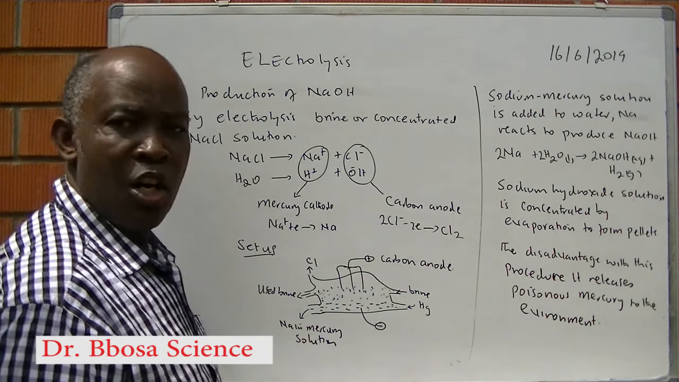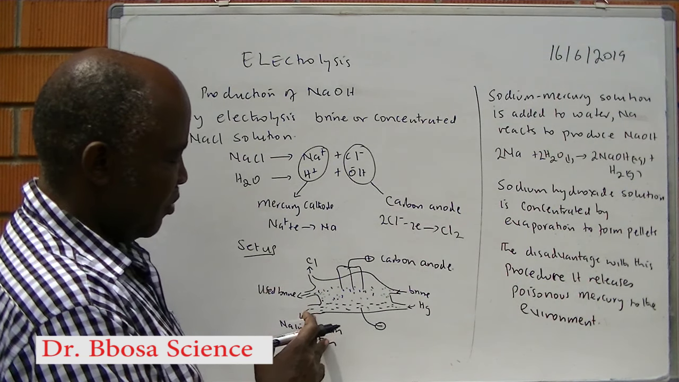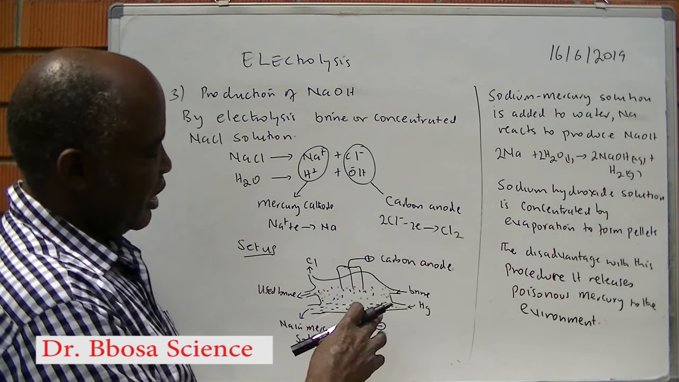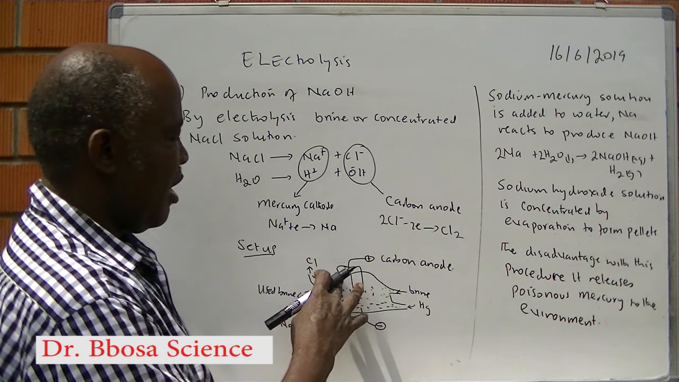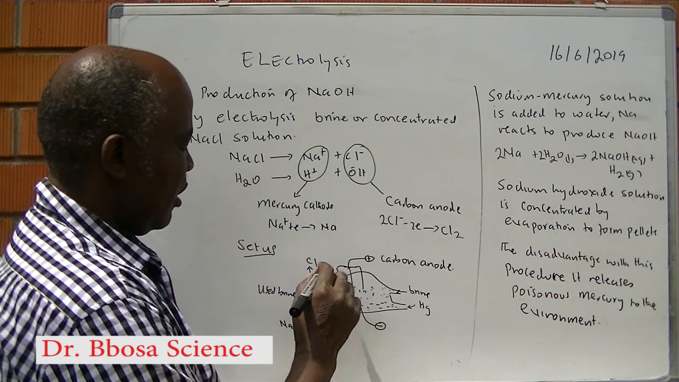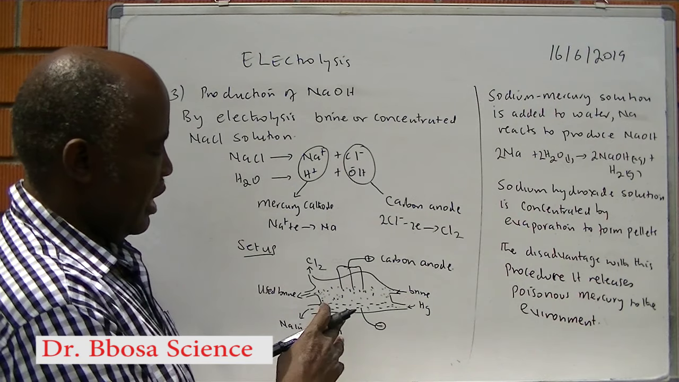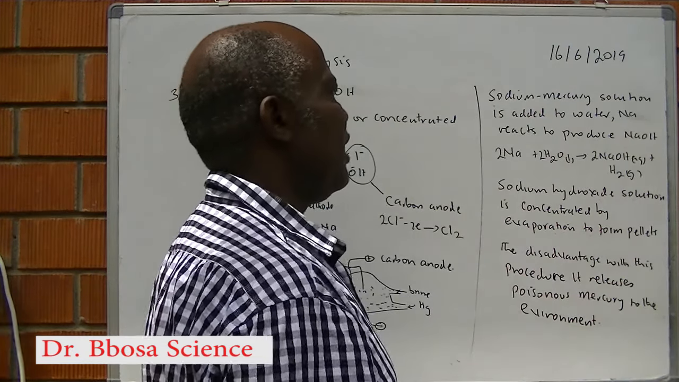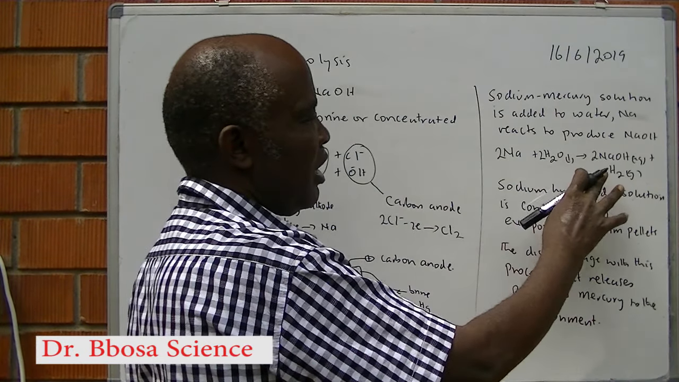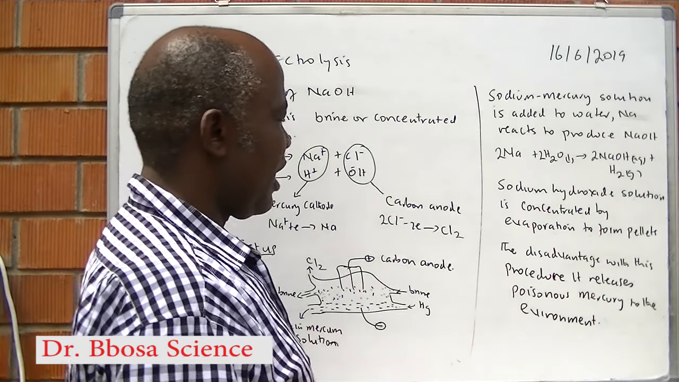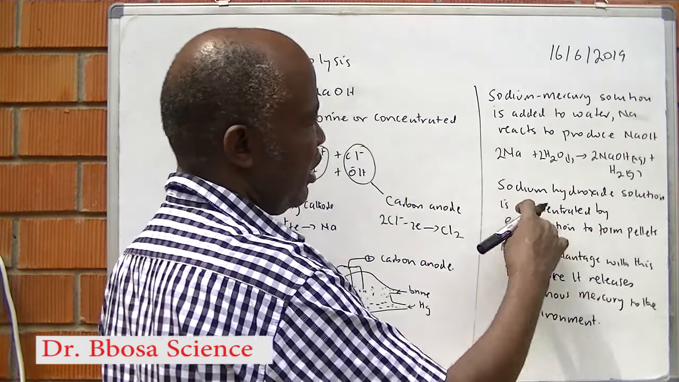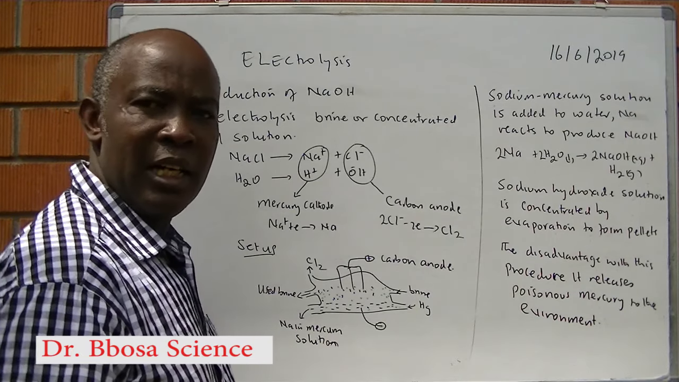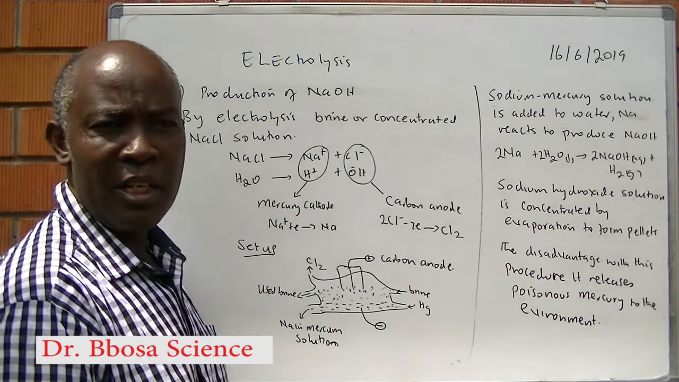The setup is as follows. We know that mercury is a liquid, so mercury flows at the bottom of the container and is connected to the negative terminal of the cell. Then brine flows in. Then we have a carbon anode. Then chlorine will jump out from there. Then sodium, after being discharged at the cathode, dissolves in the mercury to form a solution. Sodium-mercury solution is added to water. Sodium reacts with water to form sodium hydroxide and hydrogen. So hydrogen is also a product of electrolysis. Then sodium hydroxide solution is concentrated to form pellets by evaporation. The disadvantage of the procedure is that it liberates poisonous mercury to the environment.